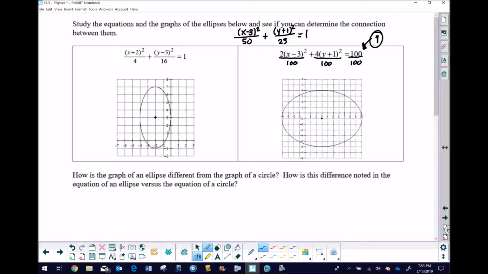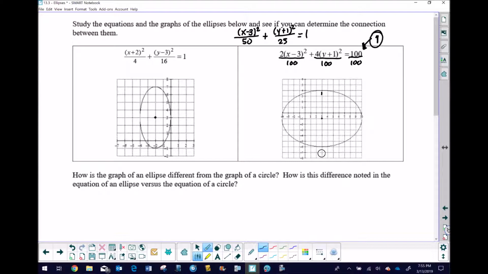And then from this point, we could look at the denominator of the y, take its square root, and that's how far we would count, 1, 2, 3, 4, 5, in order to get our other points up above. And we can see that if we apply that 5 downward, 1, 2, 3, 4, 5, we're going to be able to get the other points on our ellipse.